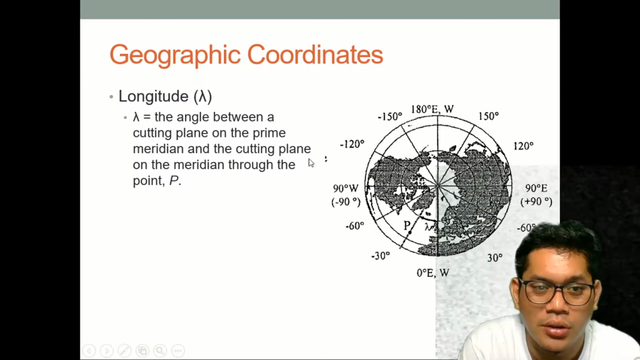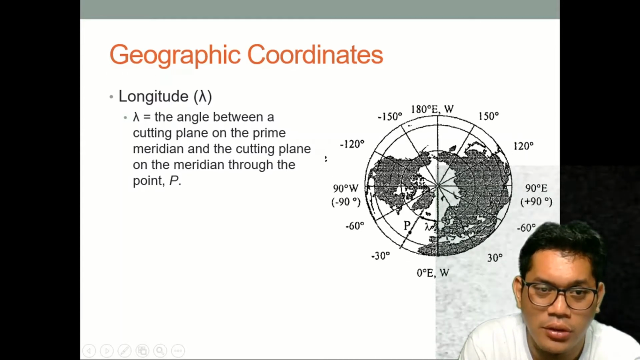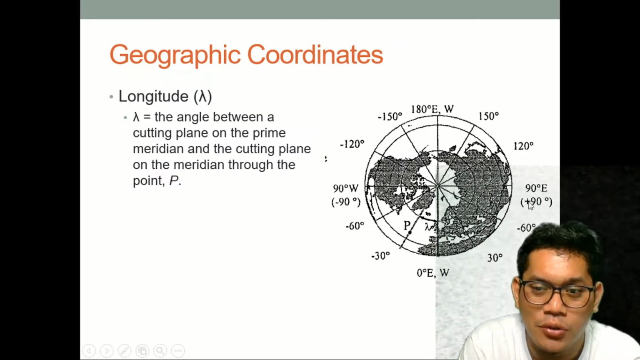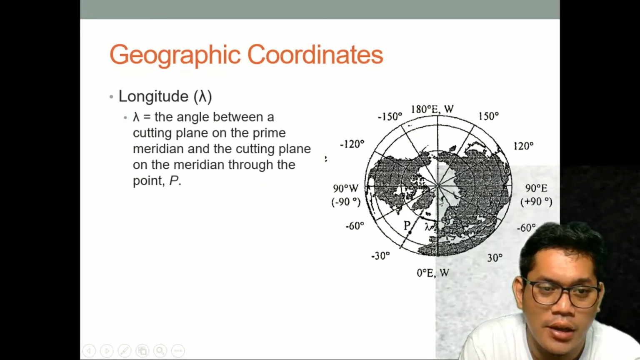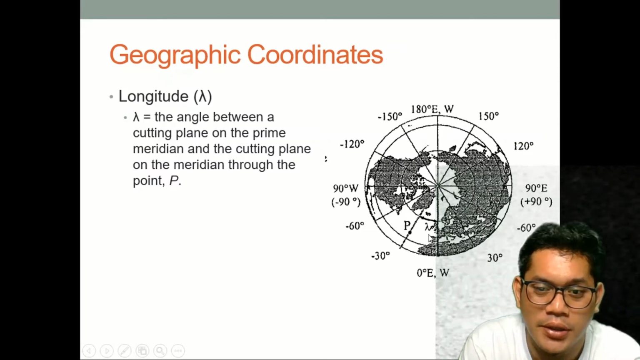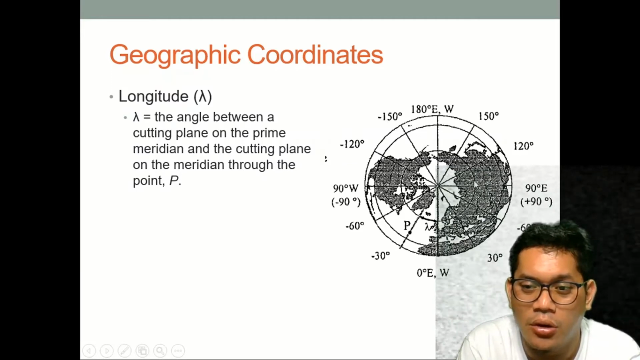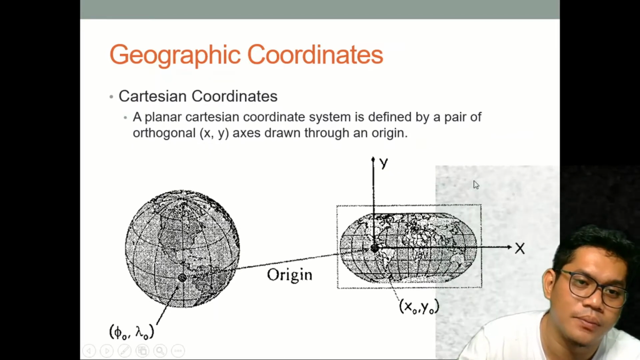For the longitude, however, the value of longitude is the angle between a cutting plane of the prime meridian, which is the 0 here, and the cutting plane through the point P here. So we will calculate it here, and if we are going to the other side, it will be negative, so it is considered west, and if going to the right side, it will be on the east side.